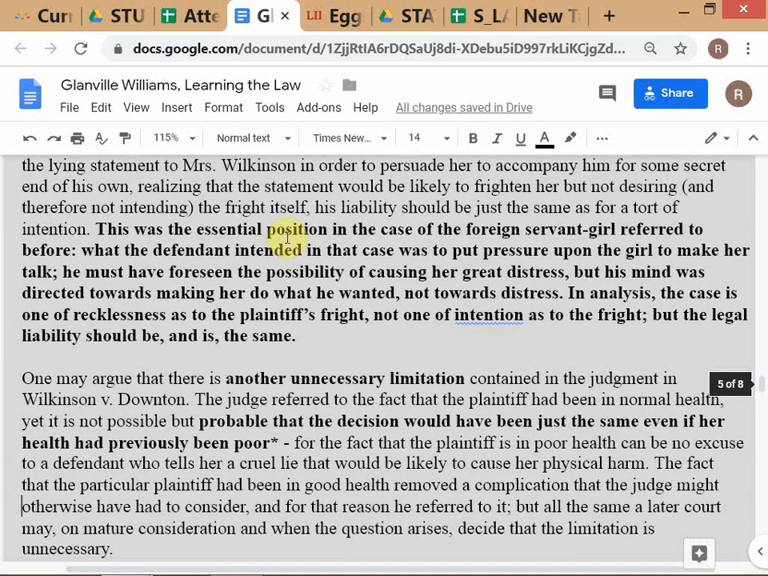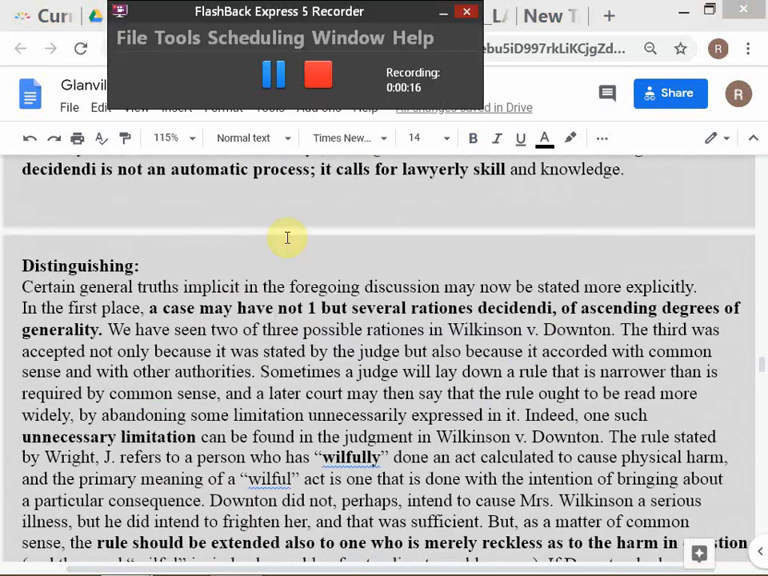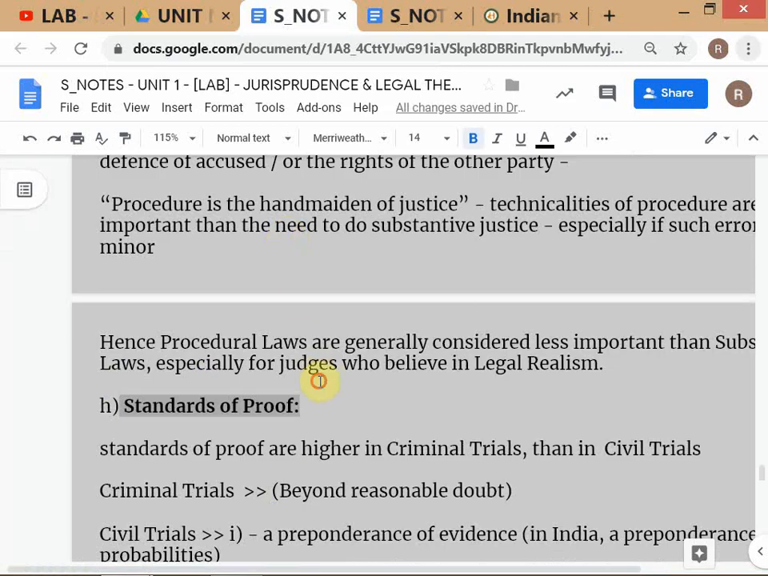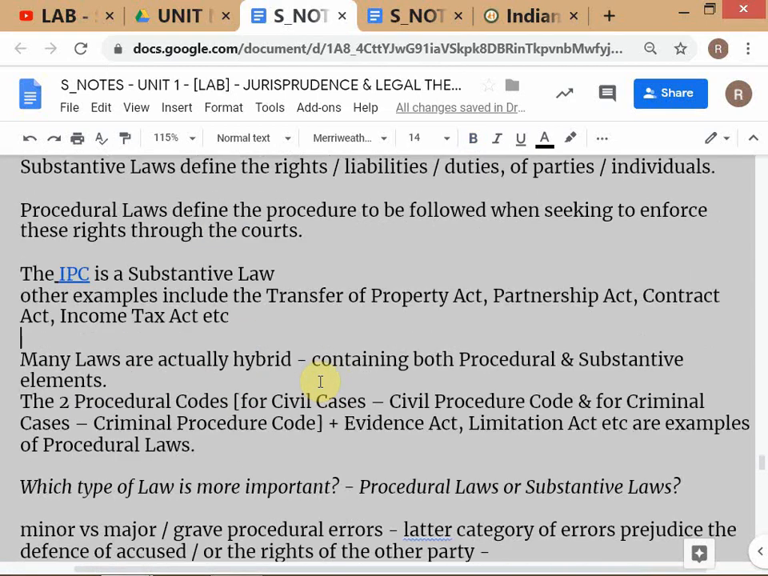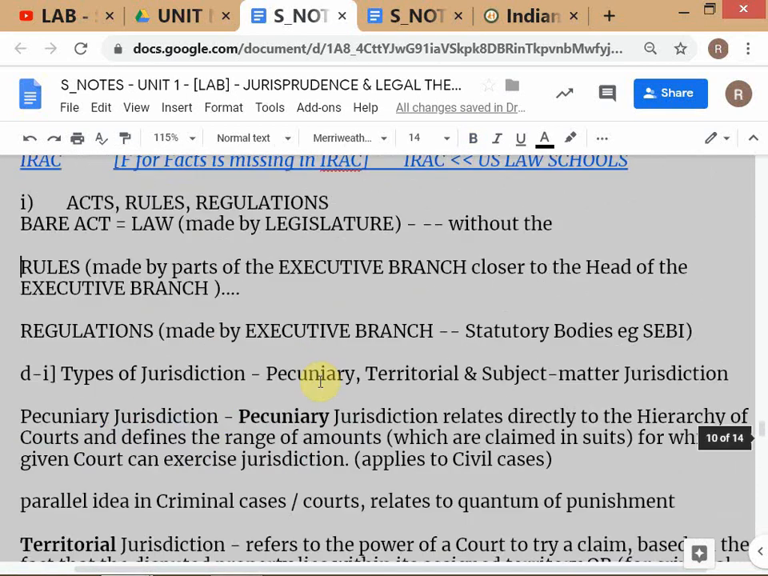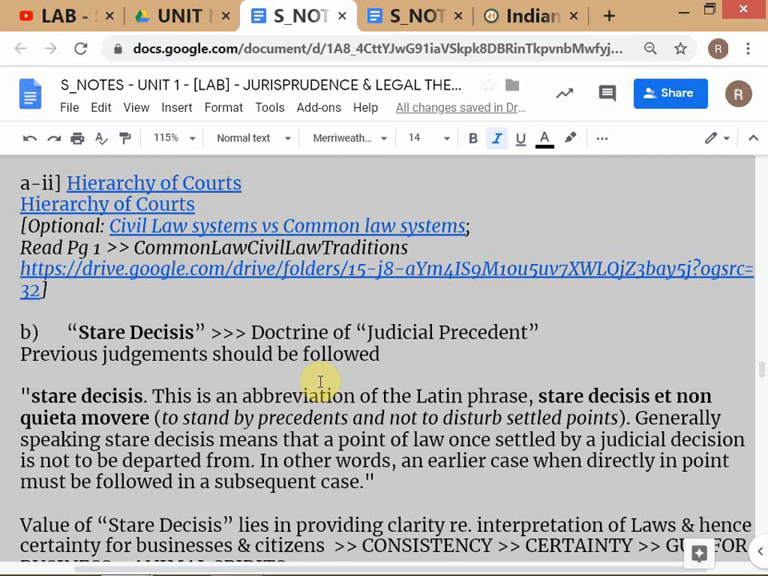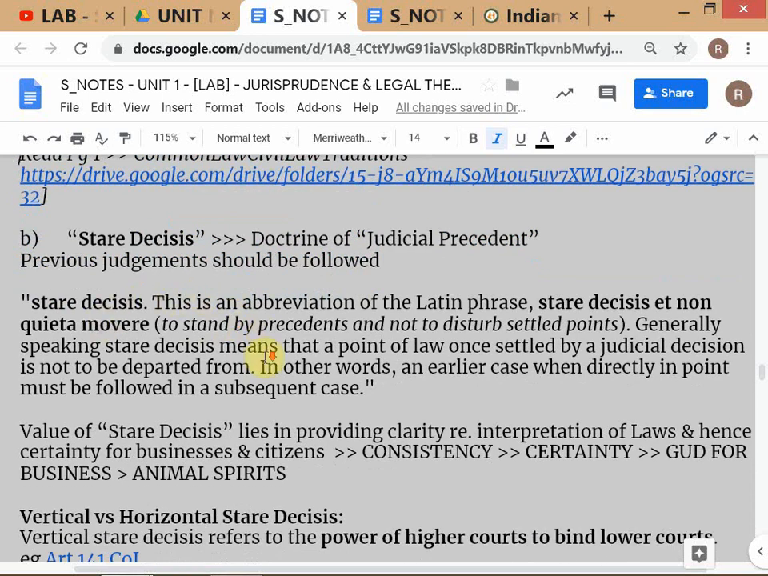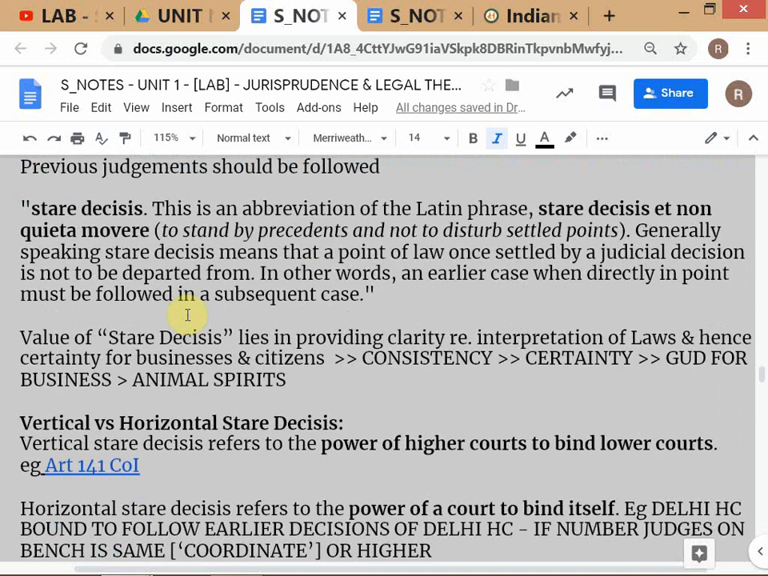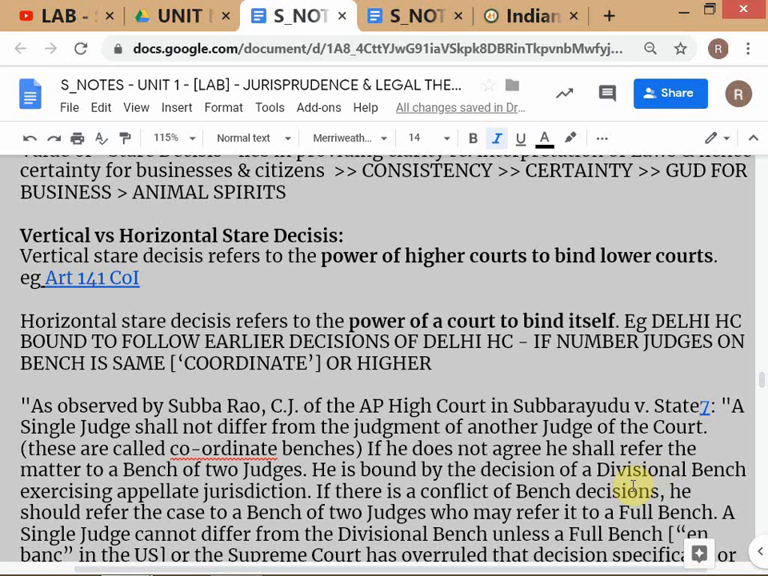So we are continuing with the Glanville-Williams article, and why are we doing that? Because in our notes on jurisprudence, in the legal theory module of our notes, we had looked at this aspect, which is a very important aspect of understanding adjudication in common law countries like India, where you have this doctrine of stare decisis, so precedents get cited in the court, and precedents have to be followed.